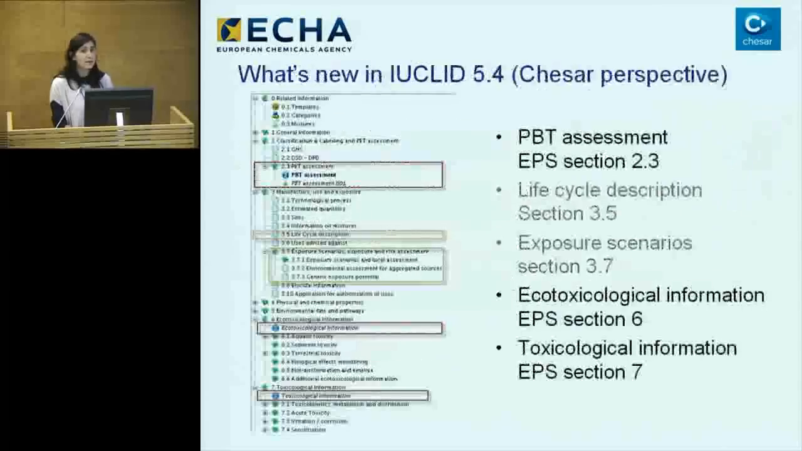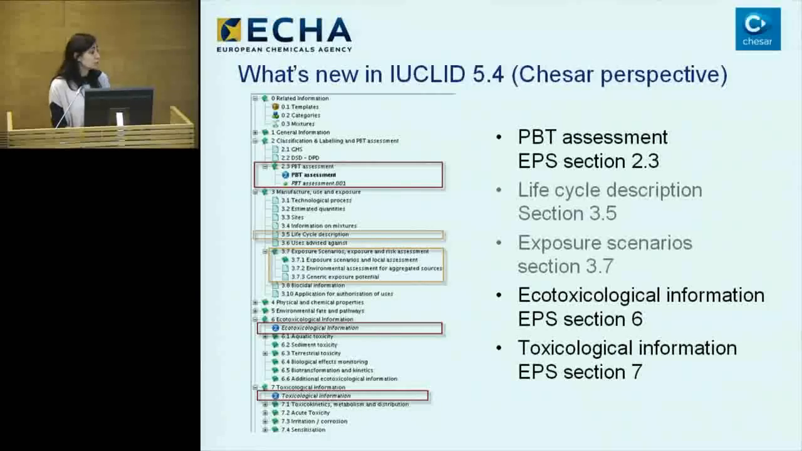What I want to point out is the fact that in the Euclid 5.4, the new version of Euclid, you have some information related to the hazard that has been changed. So you have the PBT assessment in section 2.3. You see it highlighted in red in the tree view of Euclid 5. And the ecotoxicological information, so the general endpoint summary that you find in section 6, as well as the toxicological information in section 7. So the PBT section has been introduced as a new element in Euclid. The endpoints in sections 6 and 7 have been largely revised, let's say.